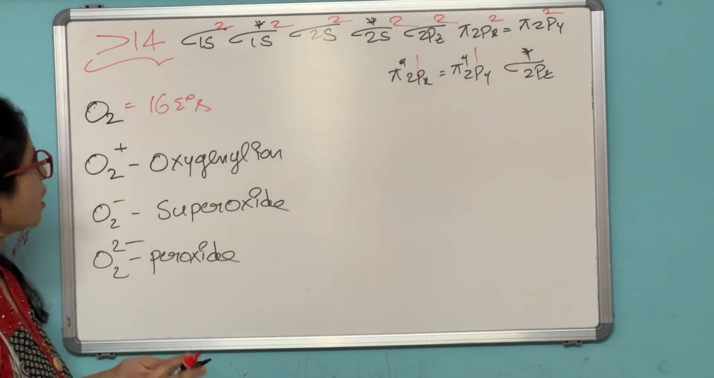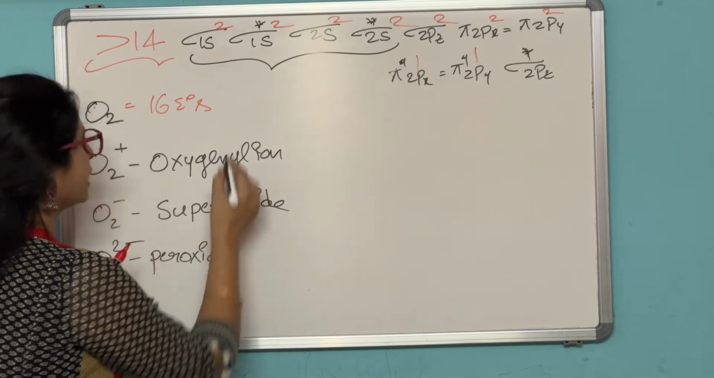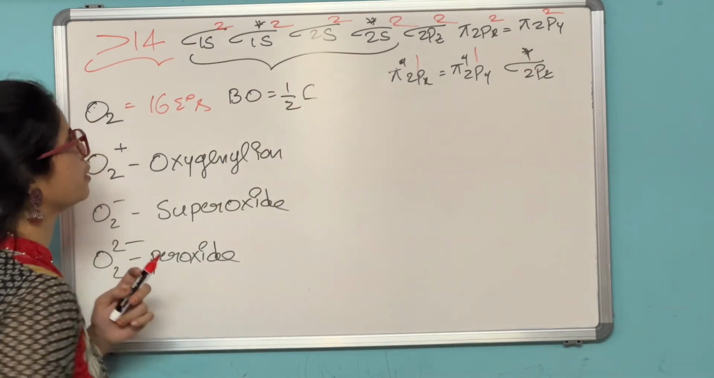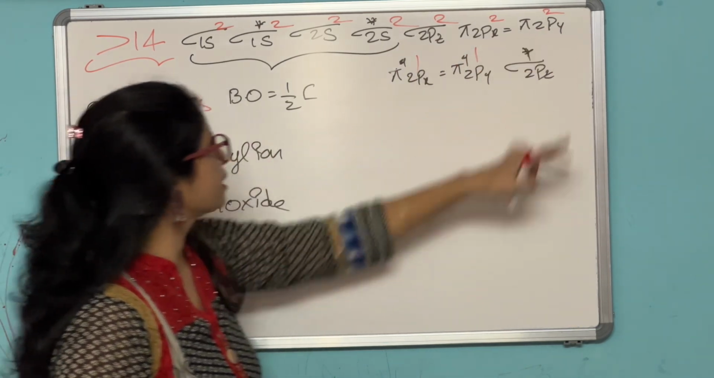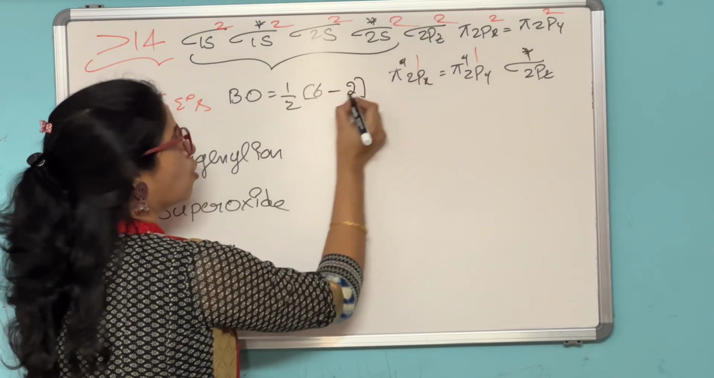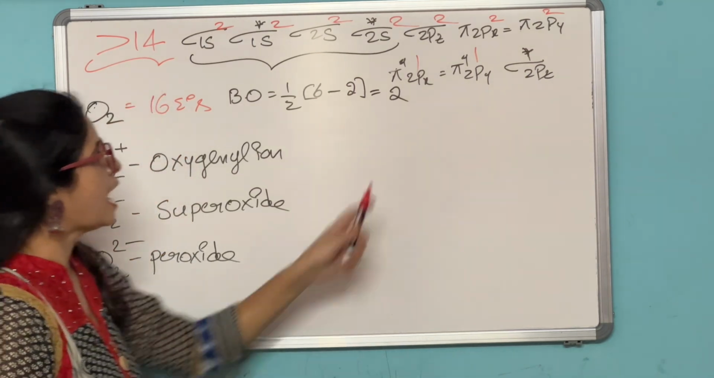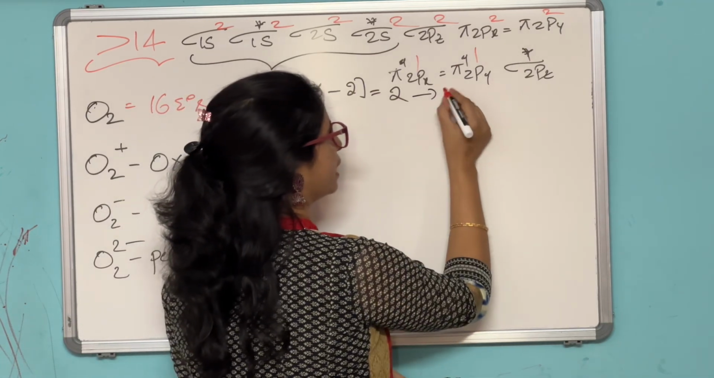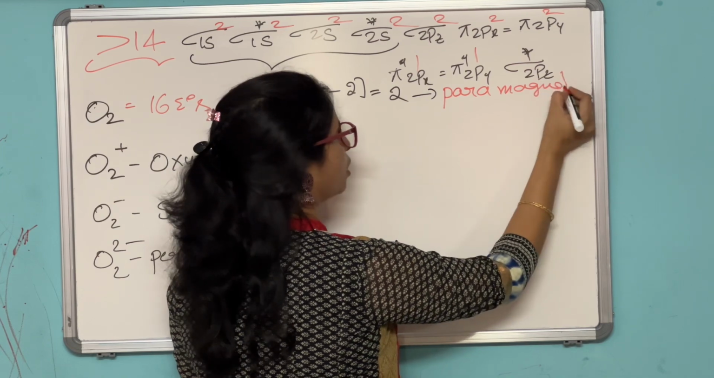Now calculate the bond order. Bond order for the oxygen molecule is half of the difference between the number of bonding and antibonding electrons. Bonding electrons are 6, minus antibonding 2, so 4 divided by 2 is 2. Bond order is 2, and unpaired electrons are there, so it is paramagnetic with a bond order of 2.